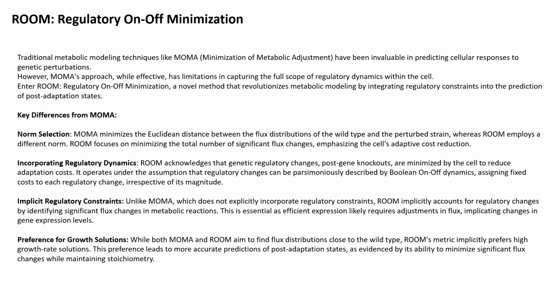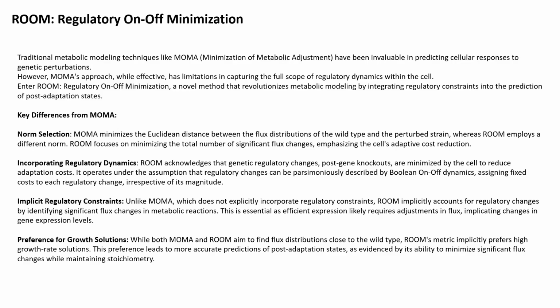Now, how is ROOM basically different from MOMA? So first key difference is the norm selection. MOMA, as we discussed, minimizes the Euclidean distance between flux distribution of the wild type and the perturbed strain, while ROOM employs a different norm. ROOM focuses on minimizing the total number of significant flux changes, emphasizing the cell's adaptive cost reduction. We'll see through these three examples in the next class how these are actually done in real life. But yeah, this is the general idea.